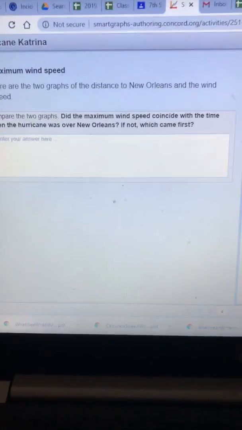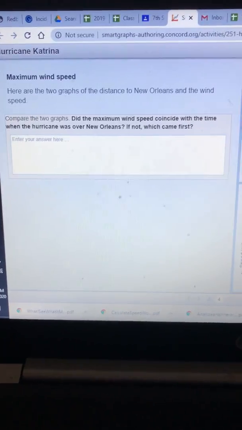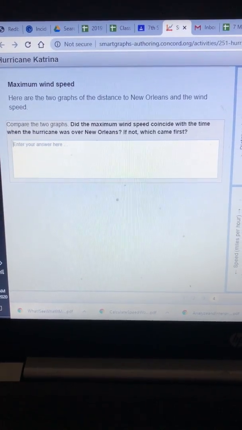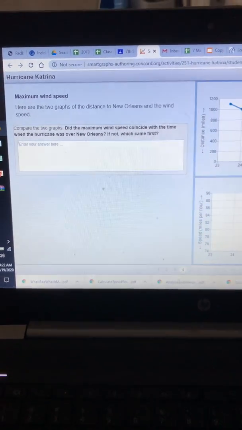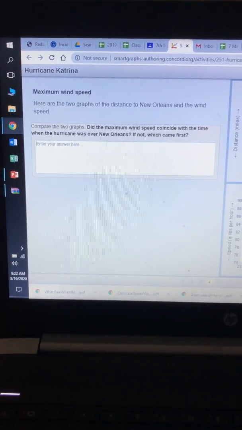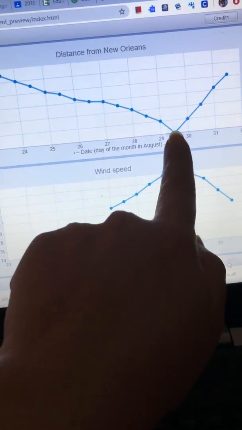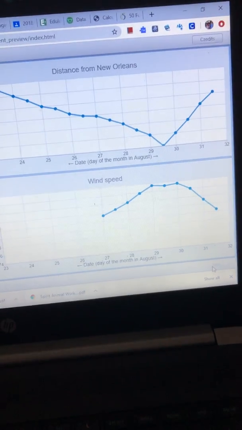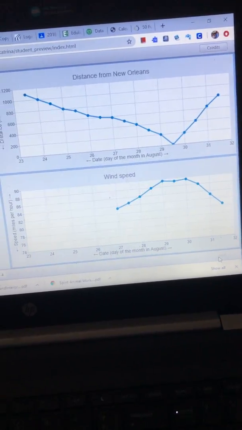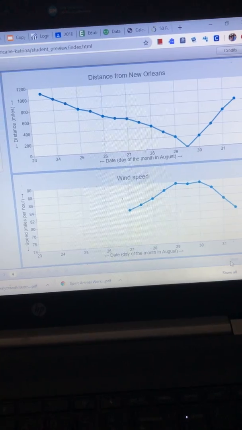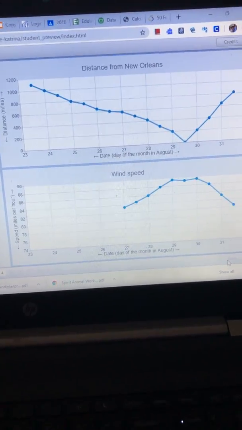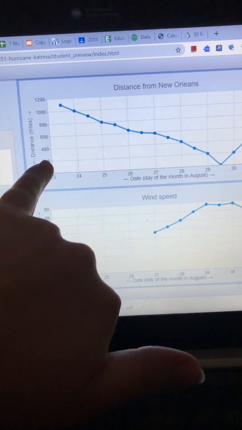So did the maximum wind speed coincide with the time when the hurricane was over New Orleans? If not, which came first? Okay, so was max speed when it hit? Actually, no, it was like 2 miles per hour less than the max speed when it was right over New Orleans. It was at its highest when it was 200 miles away, which is super interesting. Okay, so that's what you're gonna write.